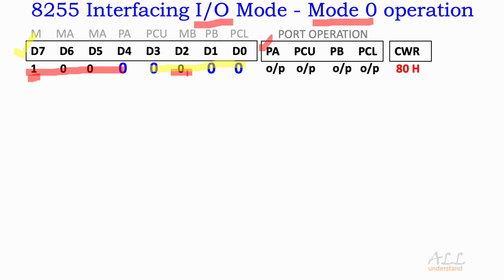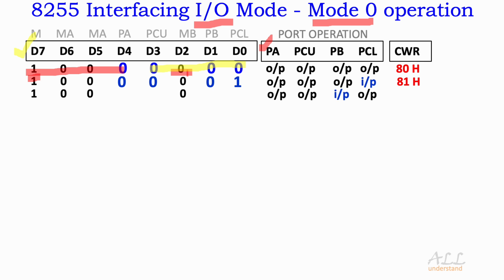Similarly, let us see the remaining ports' operation, how they are connected as input ports and output ports. As we discussed, these bits are the same. Now I am using port C lower as an input port. So D0 is set to 1 for this. See that? The control word is 81H. Similarly, I can use port B as an input port, with all remaining ports as output ports. The control word is, this is 2, so I can make D1 a 1.